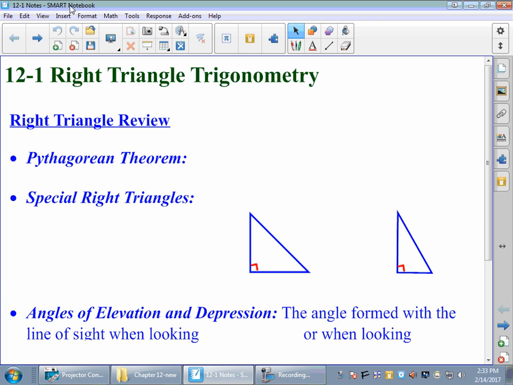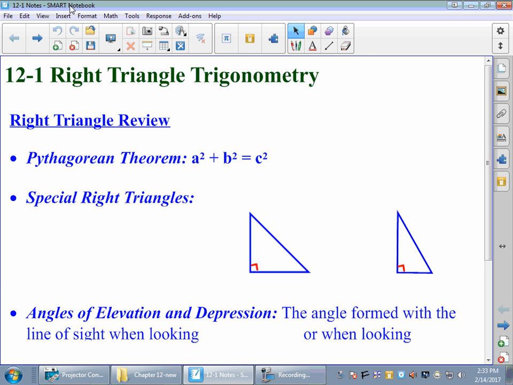So I'm going to go pretty fast. There's a lot of information, so you may need to rewatch or pause these if I'm going too fast. So everything in this section involves right triangles. So when you have right triangles, we have the Pythagorean theorem.